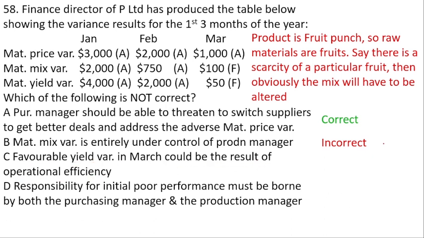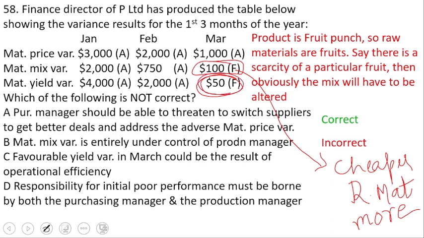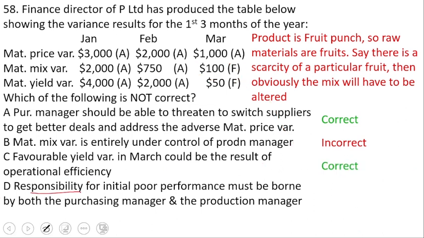Now in March, what is the situation? The material mix variance has turned out to be favorable, which means that we have used a cheaper raw material more. Now in spite of using a cheaper raw material more, if we could have a favorable material yield variance, that is a favorable input to output ratio, then it could be the result of operational efficiency, which means that statement C is correct.